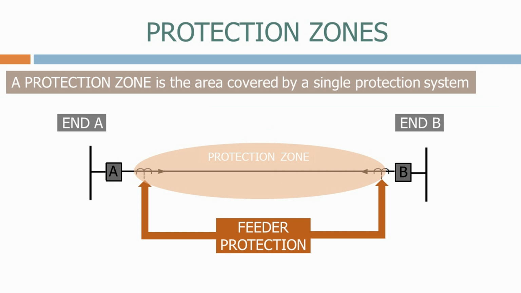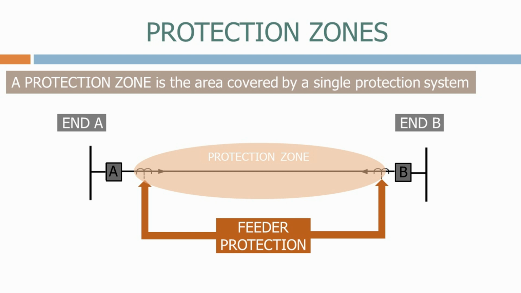Here we have a fault at end B. This is not within the defined boundaries of the protection zone and is classed as an out-of-zone fault. Because it's not within the defined zone, the feeder protection won't take any action. Let's now clear the fault.